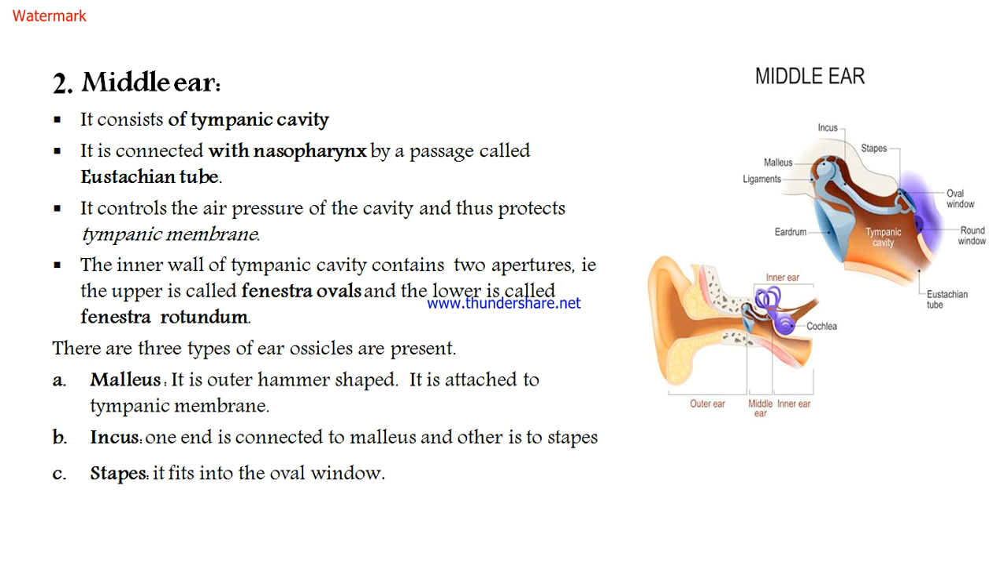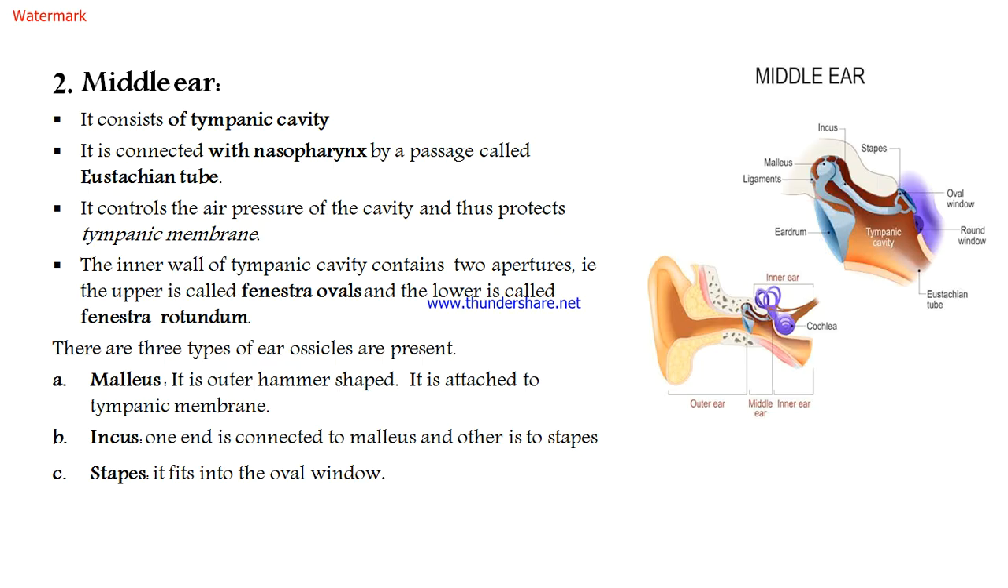Next, the inner wall of the tympanic cavity contains two apertures. The upper is called the fenestra ovalis, also called the oval window, and the lower is called the fenestra rotunda, also called the round window.